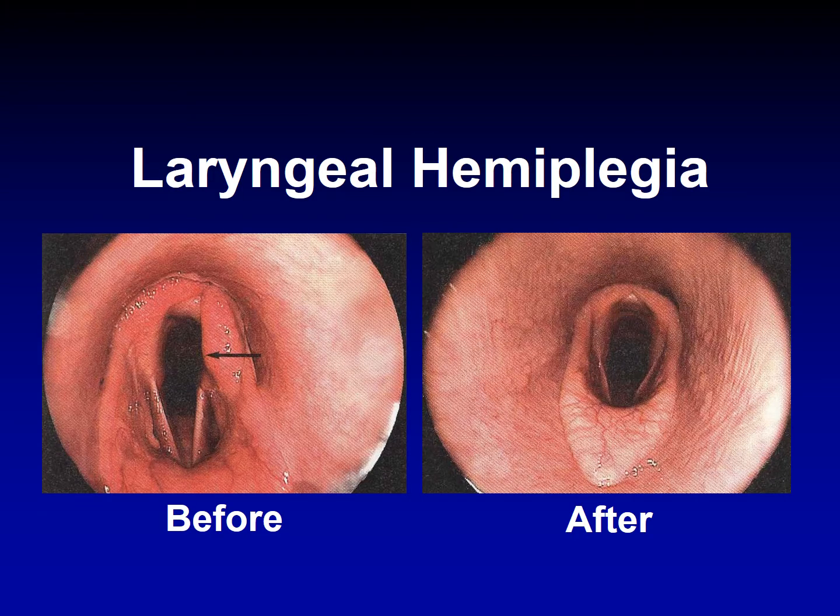Recurrent laryngeal nerve, and we've seen laryngeal hemiplegia when the arytenoid cartilage is paralyzed. This is after the surgery, after the tieback. We've seen that, and we've talked about that earlier.